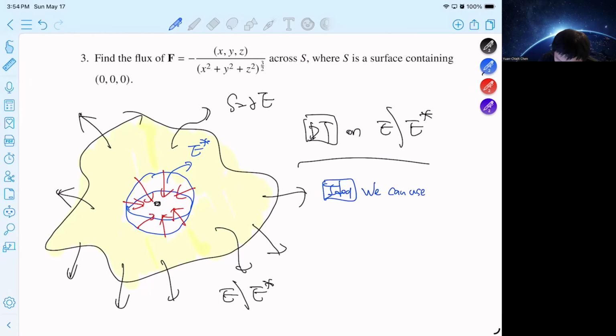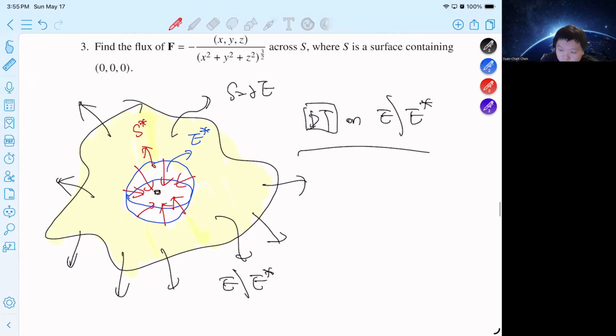I want to use the divergence theorem on E minus E star. So the whole surface is S, and we scoop out a piece, say this is S star. We can use the divergence theorem on this region, so we just directly write this.